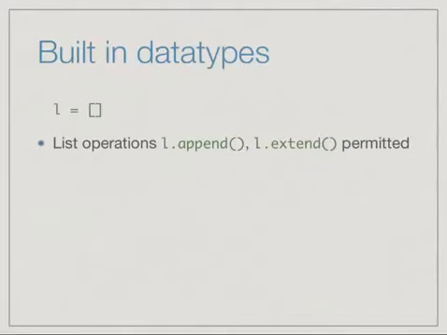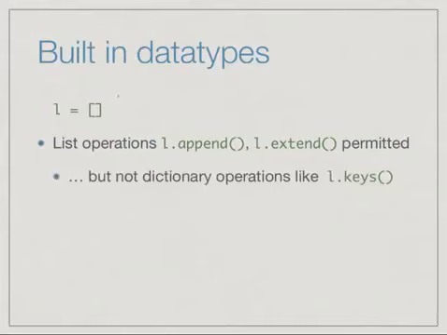So in a sense, this is already implemented when we use the built-in data types of Python. If we announce that the name L is of type list by setting L to the empty list, then immediately Python will allow us to use operations like append and extend on this list. But because it is of list type and not dictionary type, we won't be able to execute an operation such as keys, which is defined for dictionaries and not lists.